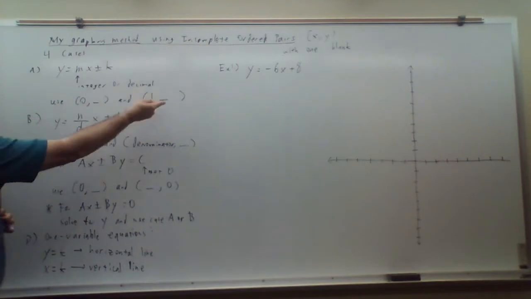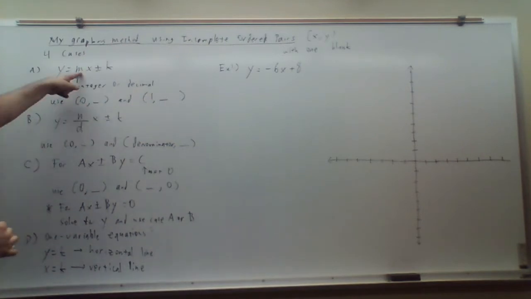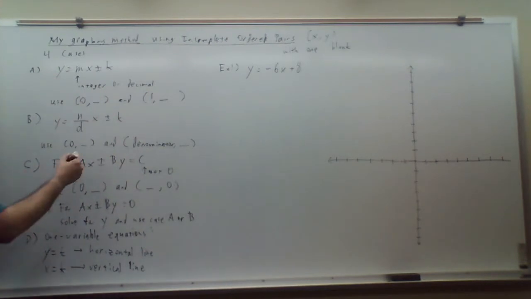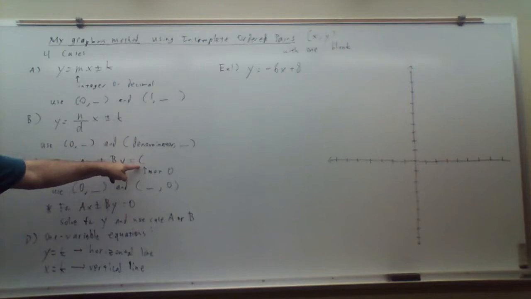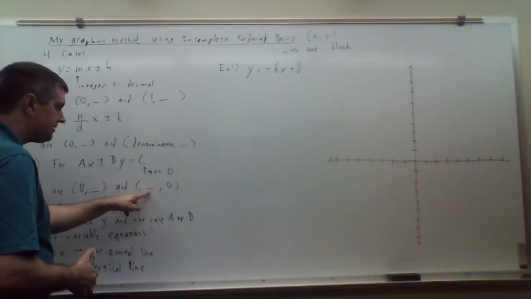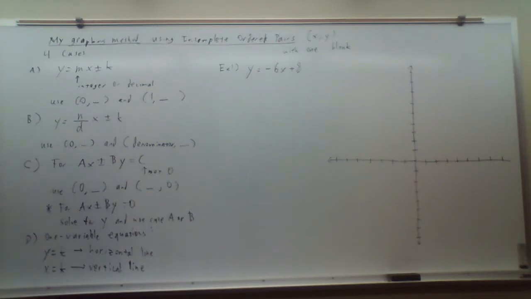I use 0 blank and 1 blank, if that's an integer or decimal. If it's a fraction, y equals a fraction times x plus or minus some other number, then I use 0 blank and the denominator blank. If you have something times x plus or minus something times y equals a number other than 0, I use x equals 0, y is blank, and x is blank, y is 0. If the whole thing equals 0, I solve for y and use one of these cases.